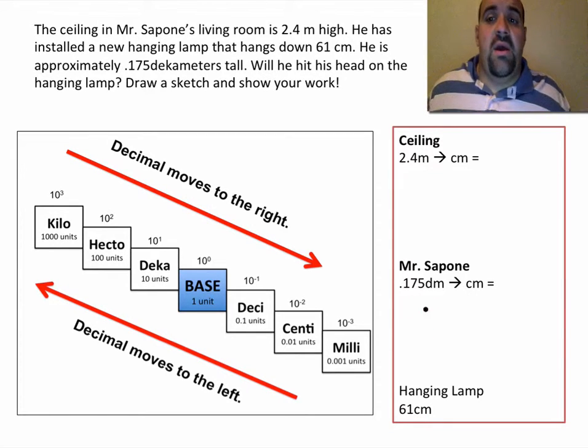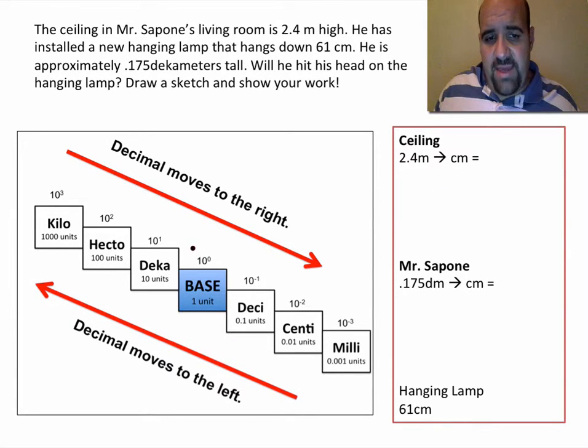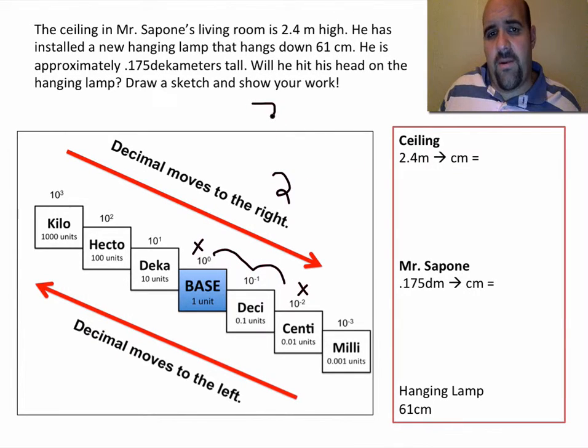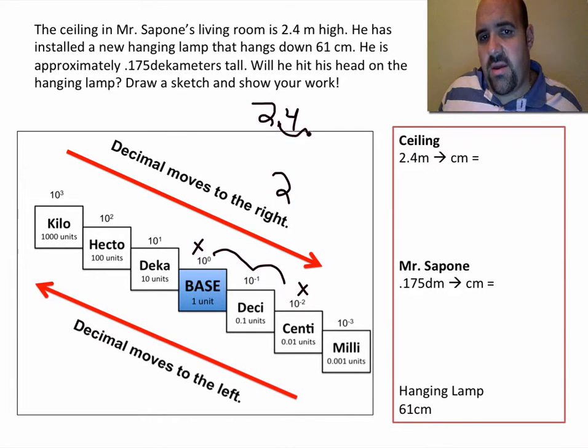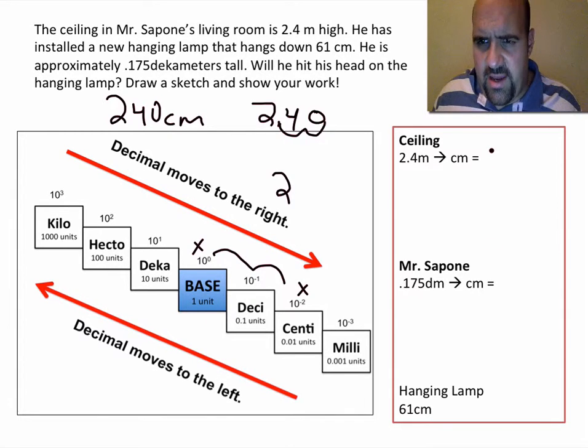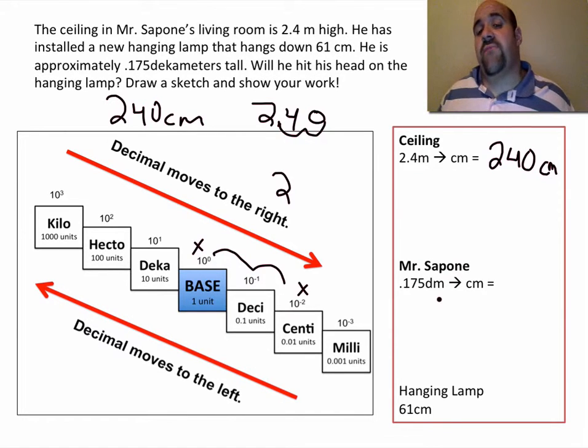You can convert it to any unit of your preference, but let's say I have 2.4 meters and I want to go into centimeters. The meter is a base unit, so I'm going from here to here, and I have to go down 2 steps to the right. So this number 2.4, the decimal has to move 2 places to the right. 1, 2, and I have to put in the 0. So 2.4 meters is 240 centimeters, and we'll put that in. So the ceiling is 240 centimeters high.